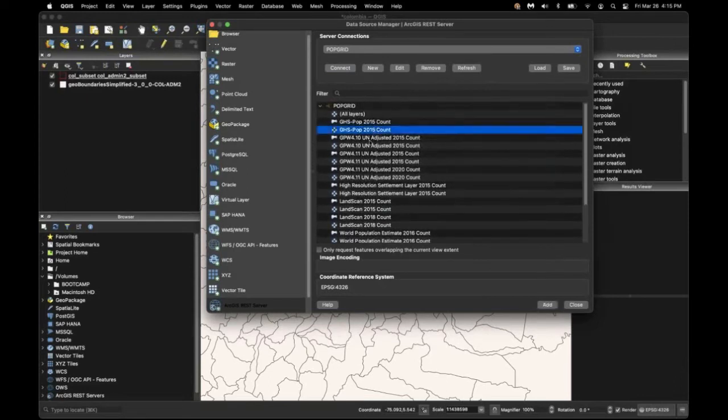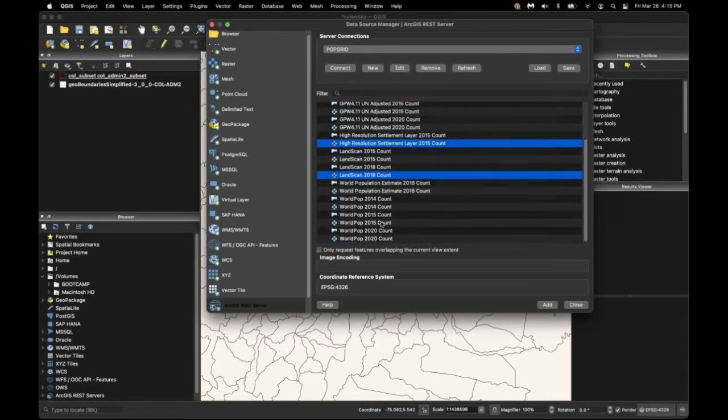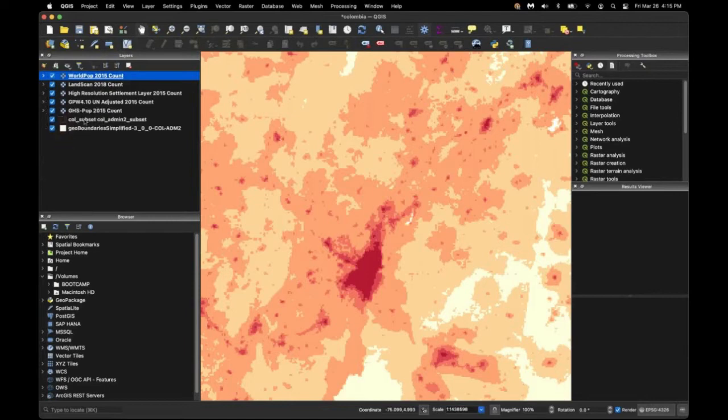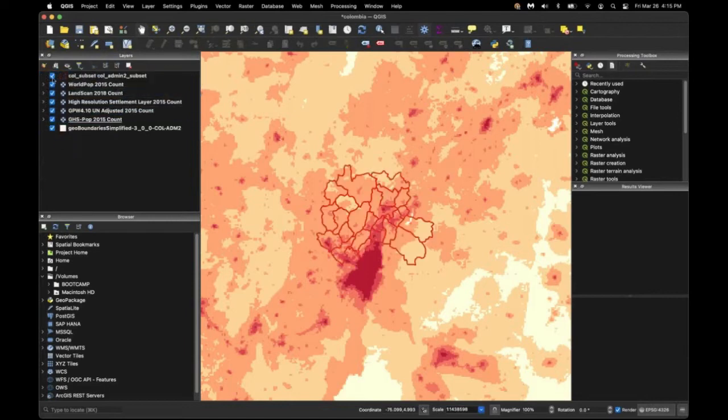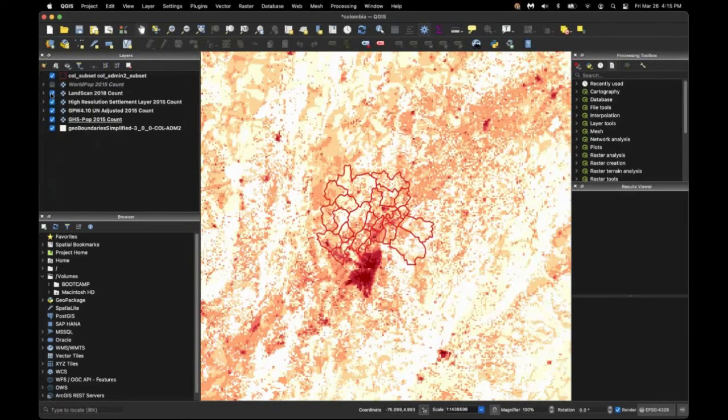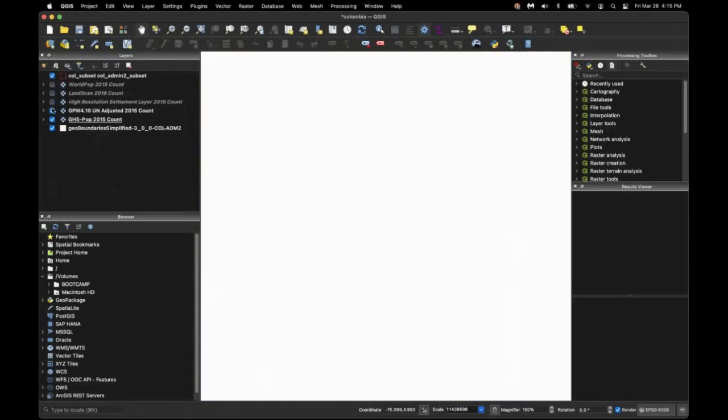So I'm going to add the GHS POP count, the GPW 2015 count, the HRSL count, LandScan 2018, and the WorldPop 2015 count. I'll add those in, and they show up with the legends, although because I'm using the dark theme, the legend itself doesn't show up. And the first thing I'm going to do is actually turn them all off and start with the GPW layer. Hopefully it will redraw for me.